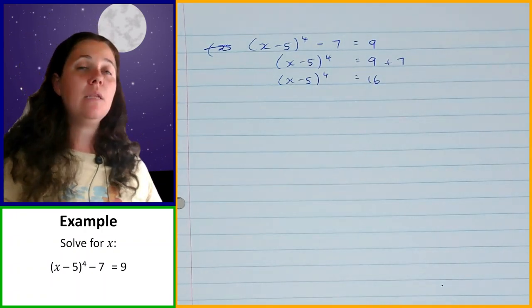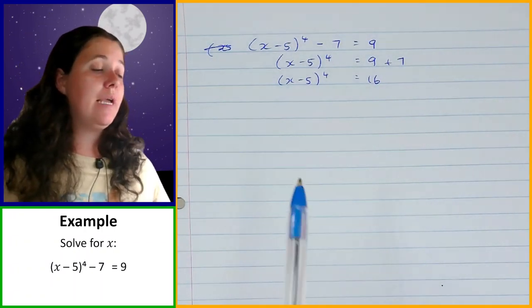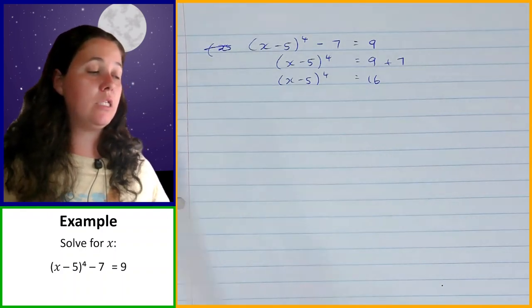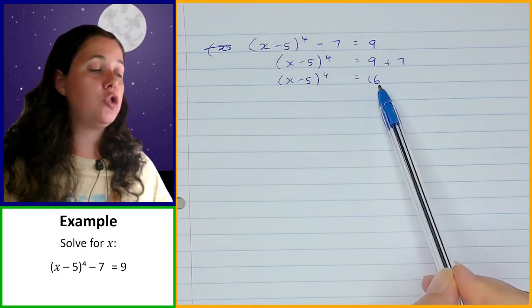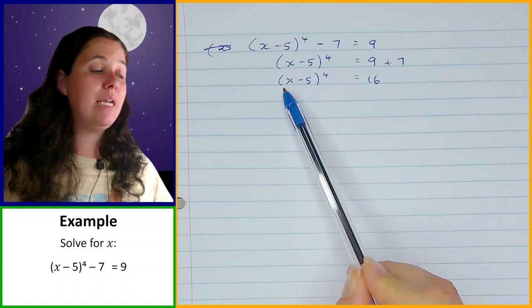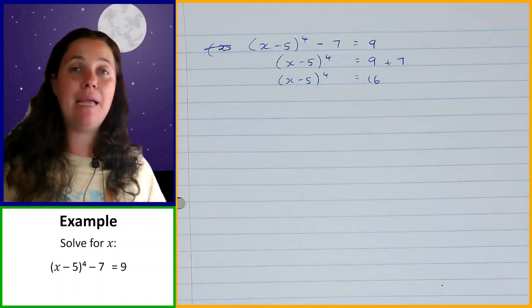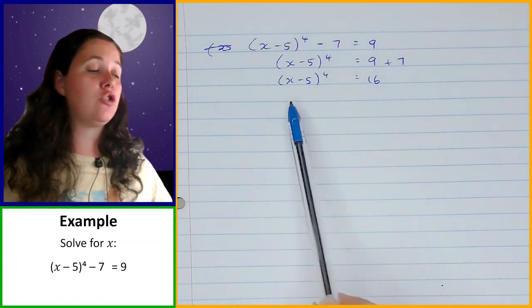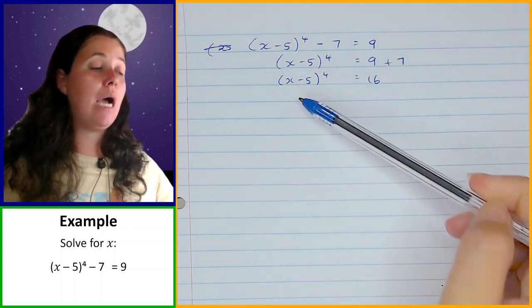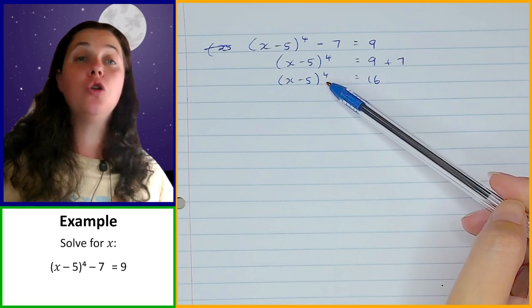Now, just like we had to do in the previous kind, we now need to change this to a power. But now I don't know what my base is supposed to be. In the previous ones, I had a base and I didn't know what the exponent was, so I had to try and make the bases the same. Now, I don't know what the base is, but I do know what the exponent is.